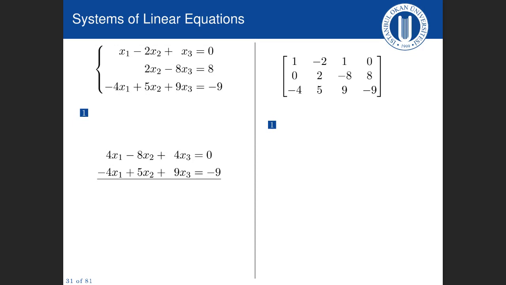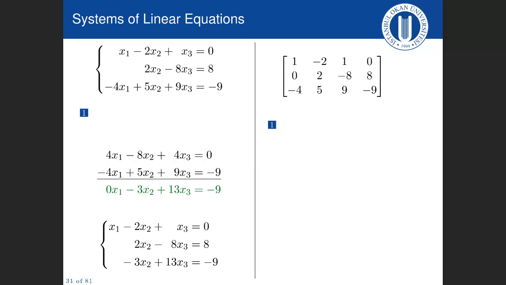So let's add these together. 4x1 plus minus 4x1 gives 0x1. Minus 8x2 plus 5x2 gives minus 3x2. Plus 4x3 plus 9x3 gives us 13x3. And 0 plus minus 9 gives minus 9. So that's my new equation 3. So now I've got to this point, which I'm circling in orange. Equation 1 and equation 2 stay exactly the same, but now I've got a new equation 3. Okay, that's step 1 for the linear system done.